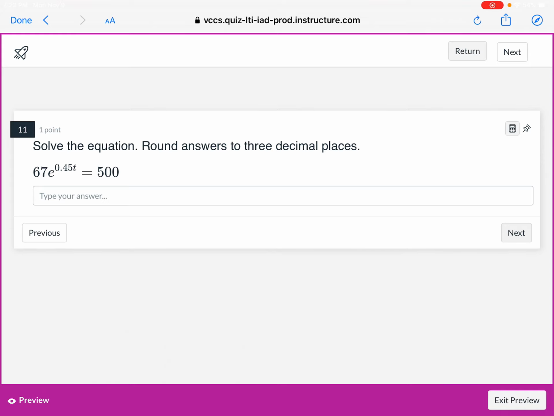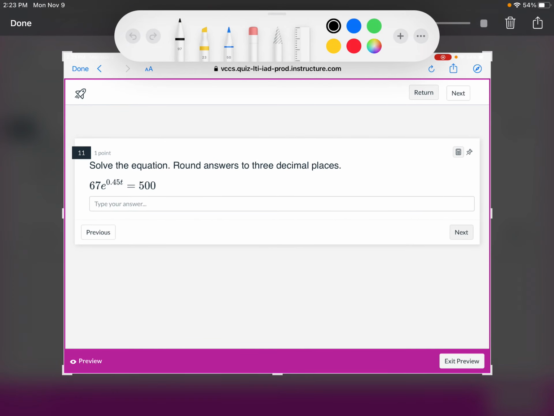All right, let's solve this equation. I think this one has like 13 questions, so I'm almost done. All right, let's solve this equation. Now, I would take the natural log of both sides immediately, but I cannot do that because there is a 67 in front of it. So guess what we're going to do first? We're going to get rid of that 67 by dividing both sides by 67.